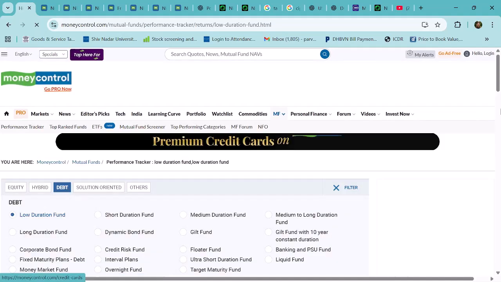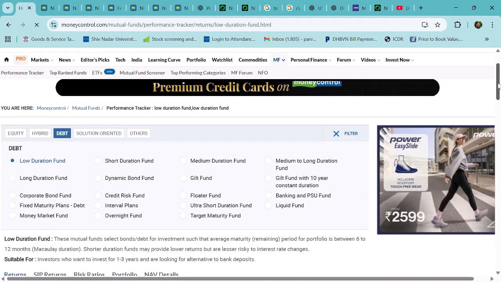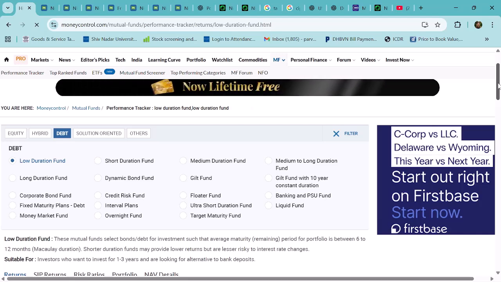Of course, I was supposed to do this offline on Monday, but I'm starting a little bit now. We'll do it for another 15-20 minutes. These are called debt mutual funds. Here the fund manager is not investing into equities, he is investing into debt, that means fixed income securities.